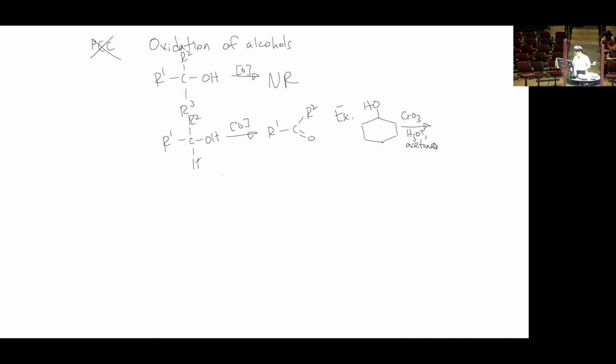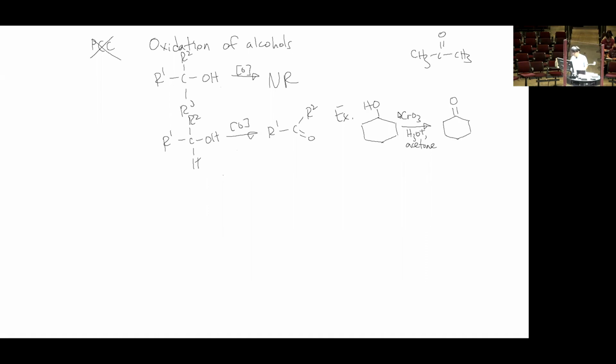as our solvent. Now, how do I know that acetone is a good choice of solvent? Because acetone is not going to react with the chromium 6 oxide. It's already as fully oxidized as it can get. Right? You can't oxidize acetone any further. So that's why it's a good choice of solvent. But it's usually done with aqueous acid and acetone, and I would expect we'd get pretty good yield of cyclohexanone.